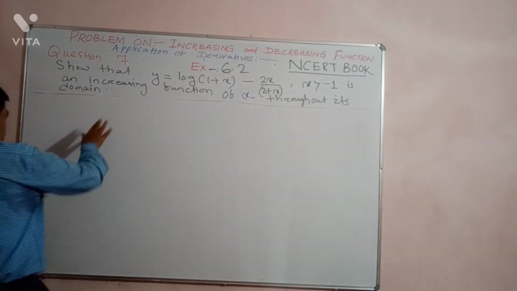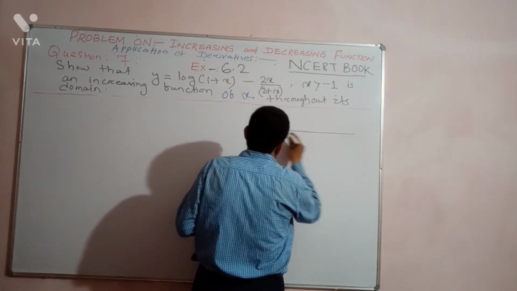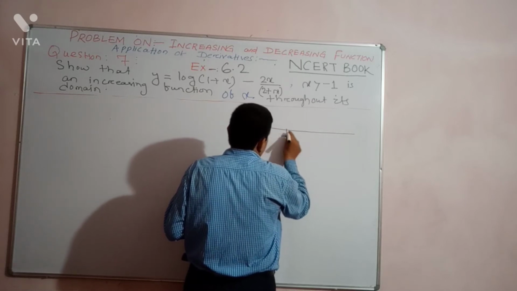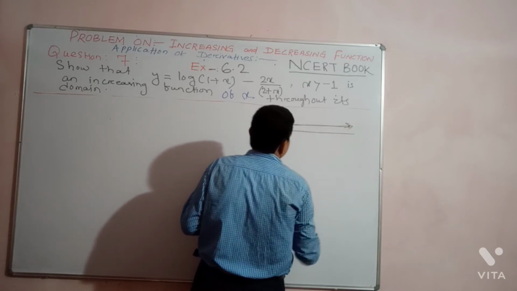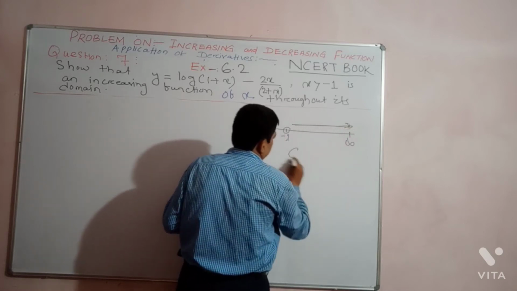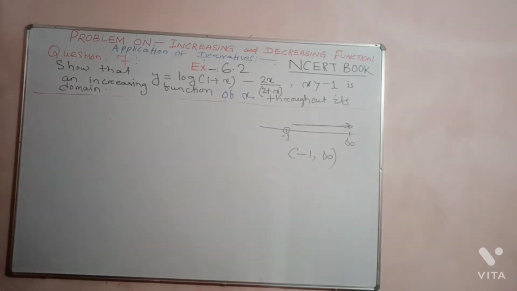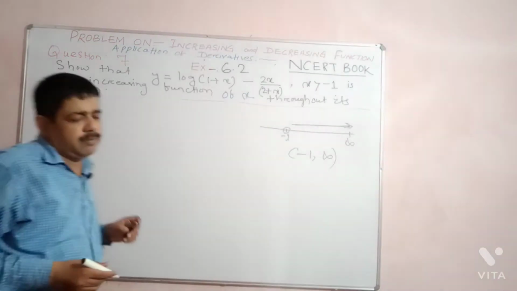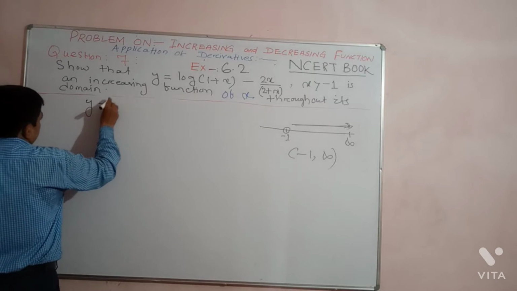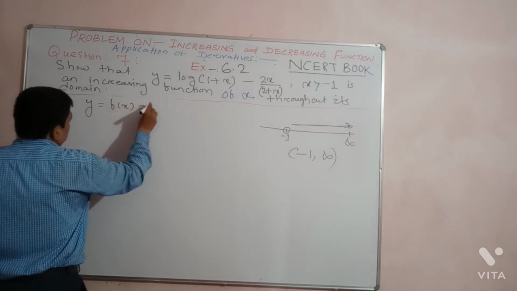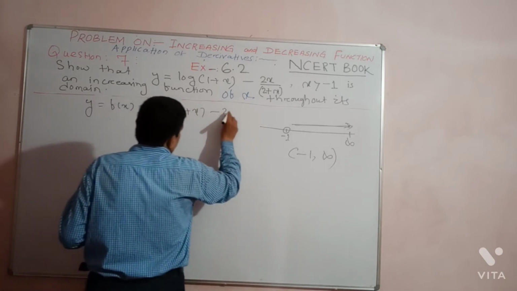So if you see the number line, suppose this is minus 1, and the function is increasing in the interval minus 1 to infinity. It means we have to prove that the function is increasing in the interval minus 1 to infinity. Here the function is given as f(x) is equal to log(1 plus x) minus 2x divided by (2 plus x).